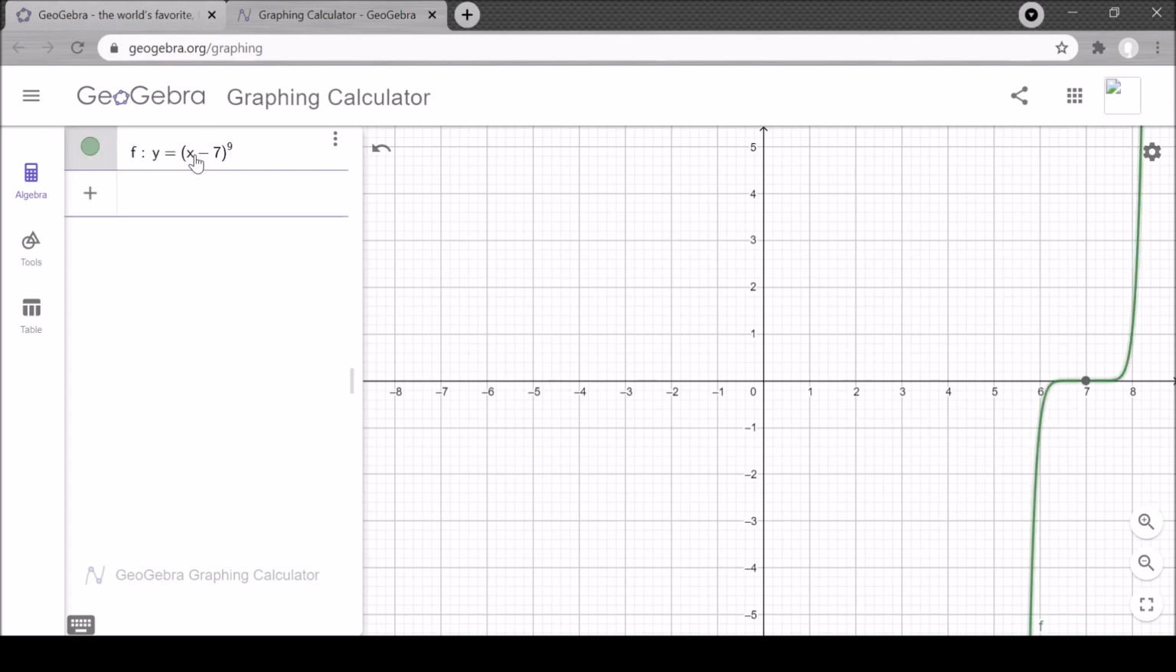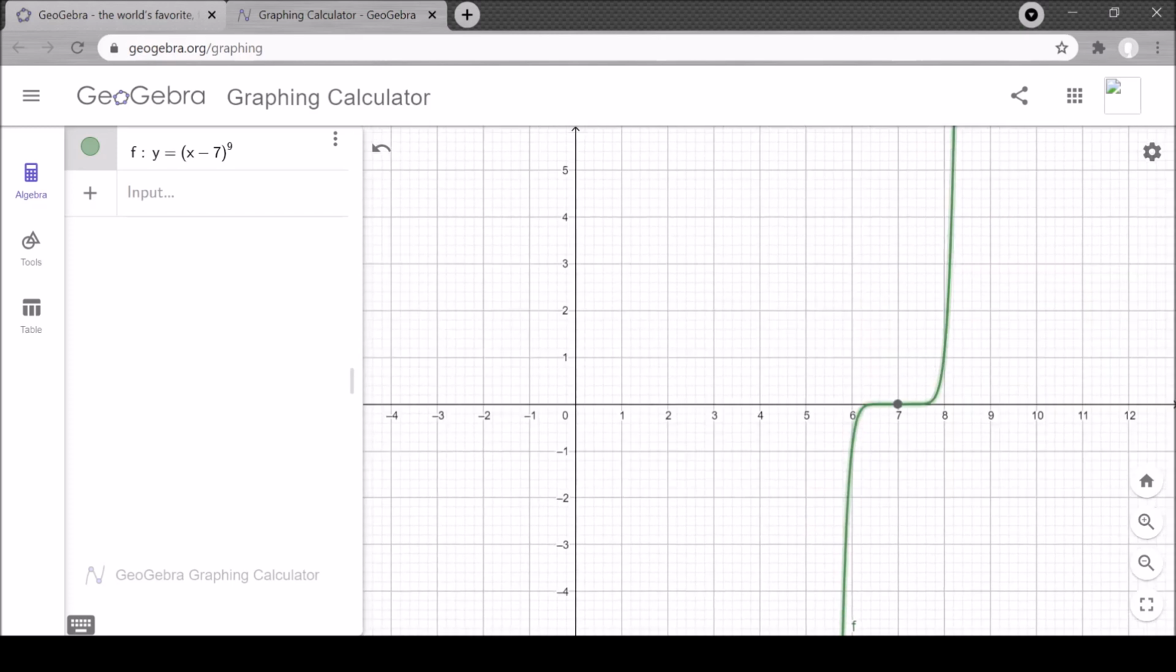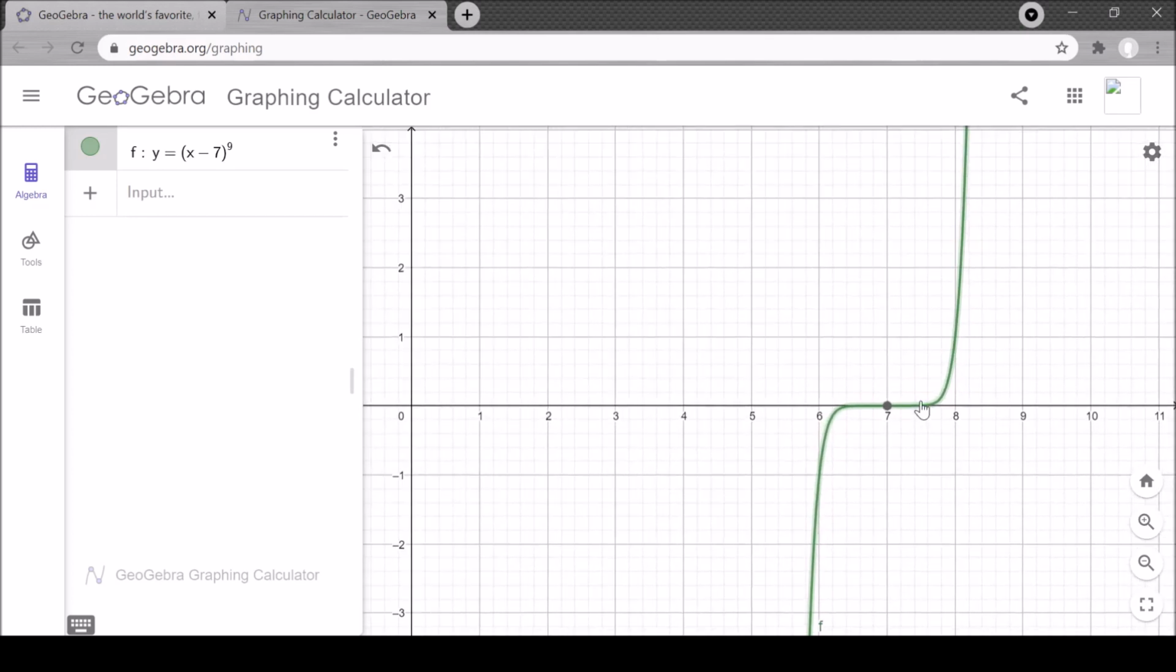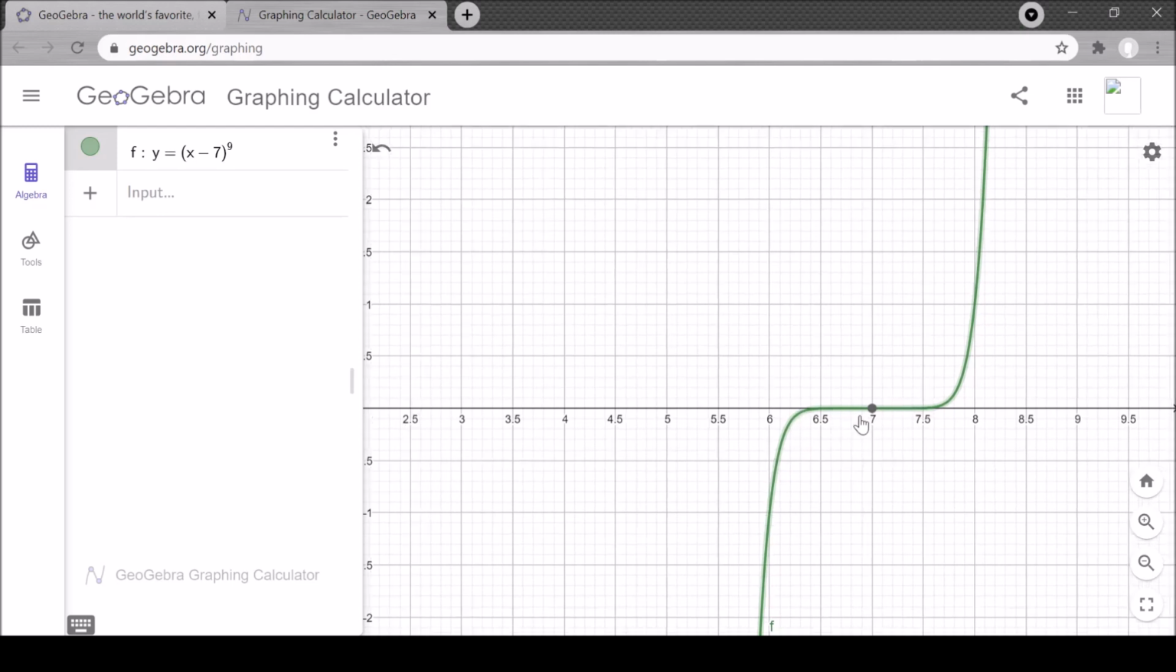So here you see (x minus 7) raised to 9, and as you can see it's an increasing function. As you go from left to right along the x-axis, the graph is always going upwards. The graph is never coming down. Since it's always going upwards, the function is increasing, and that's what we saw. The derivative is positive over the whole real line, so over the whole real numbers it's an increasing function. And one more thing: here it looks like it's touching the x-axis, but that's not the scenario.